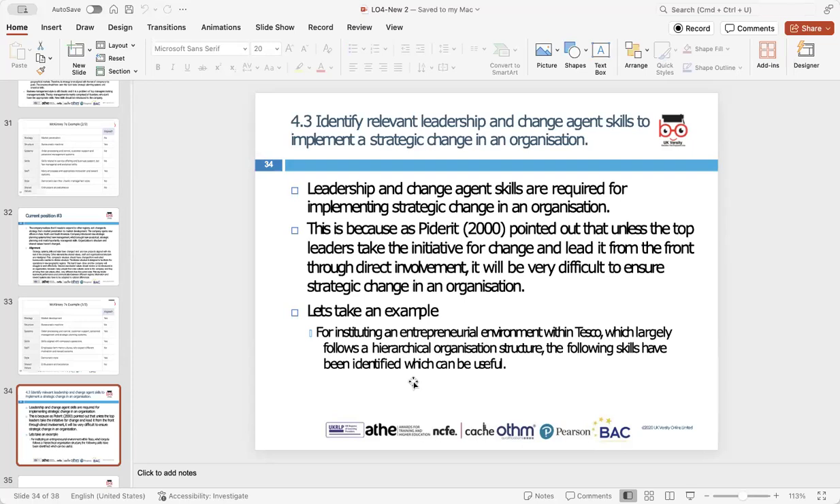For example, consider the task of fostering an entrepreneurial environment within Tesco, a company with a traditionally hierarchical structure. Certain skills become essential for this process. For example, leaders must demonstrate a commitment to change by actively participating and guiding the process. Change management skills: leaders must possess skills that enable them to manage and facilitate change effectively, ensuring that all aspects of the organization are prepared for and responsive to new initiatives.